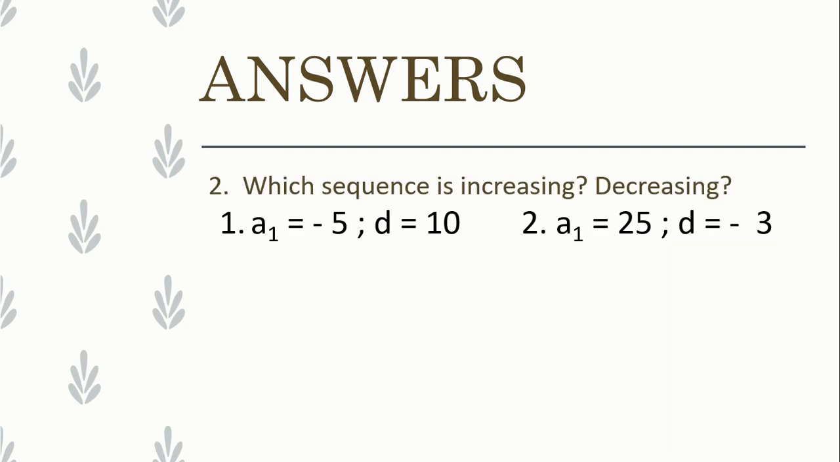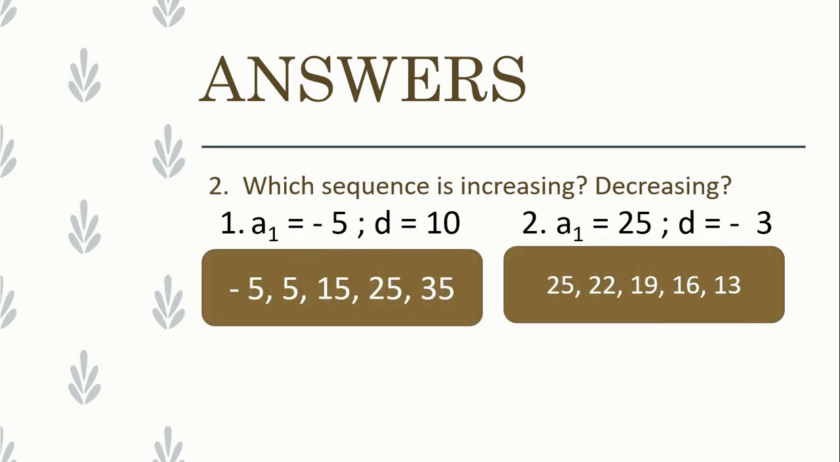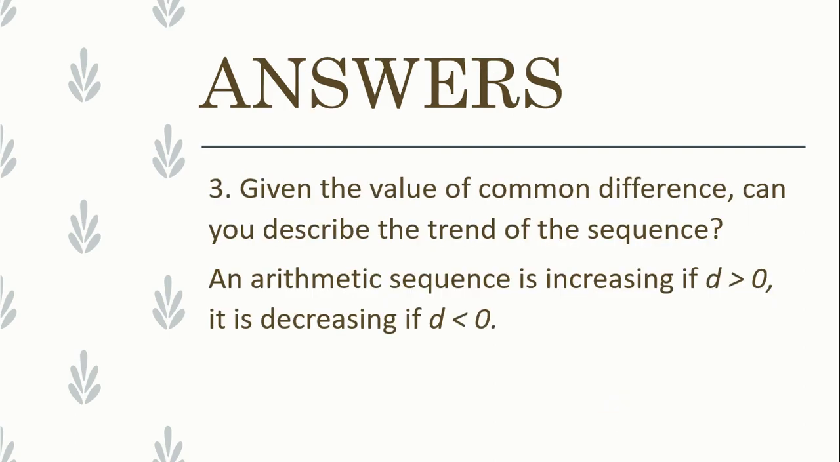So, which sequence is increasing or decreasing? So, by answering question number 1, we already answered question number 2. Number 3. Given the value of common difference, can you describe the trend of the sequence? The answer is, an arithmetic sequence is increasing if the common difference has the value greater than 0. And otherwise, it is decreasing if the common difference has the value of less than 0.